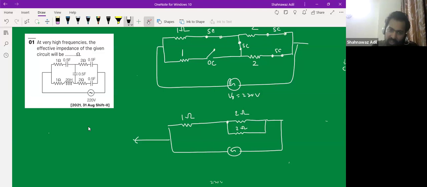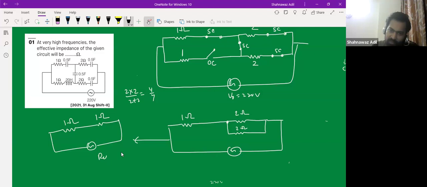So what would be the effective diagram? This would be this one, this one. So 1 ohm, and this is how much? 2 into 2 divided by 2 plus 2. So 4 by 4, so that is also 1 ohm, and we have this supply. So R effective is 2 ohm, right? And then we have to find out the effective impedance. Oh, so that is the resistance, right? So that would be 2. So this was the question. Is it clear, guys?